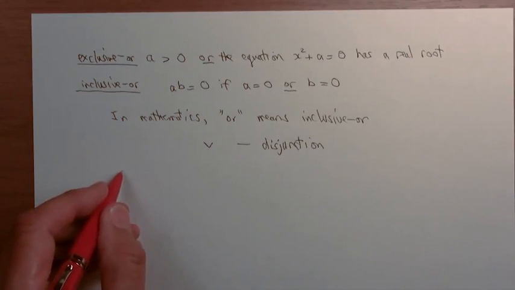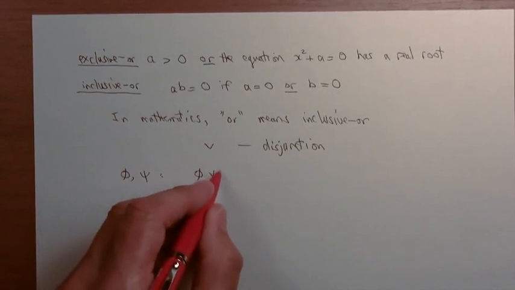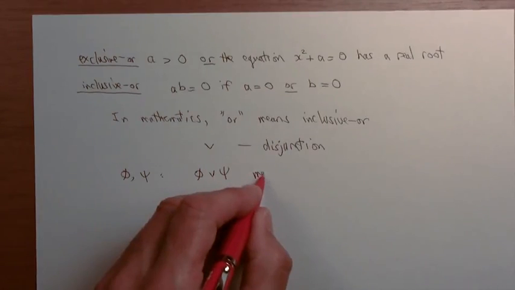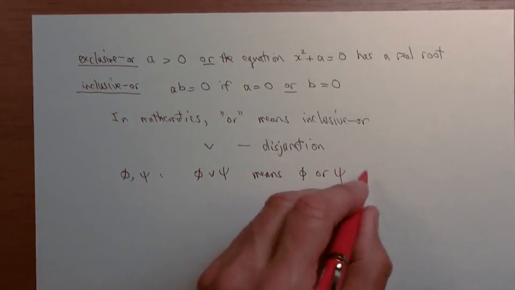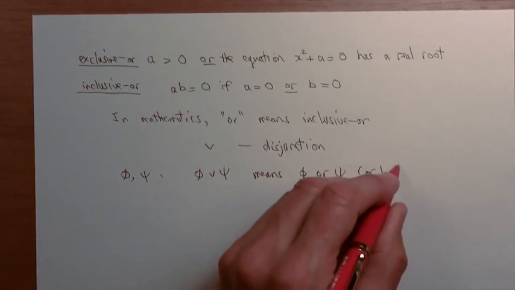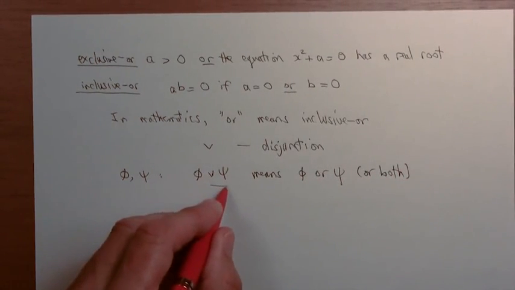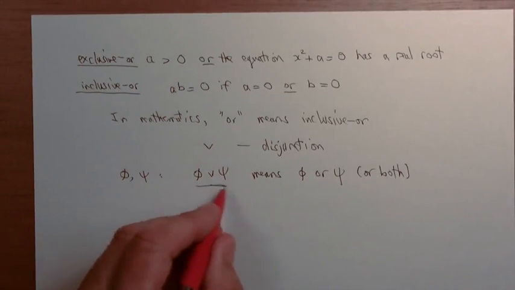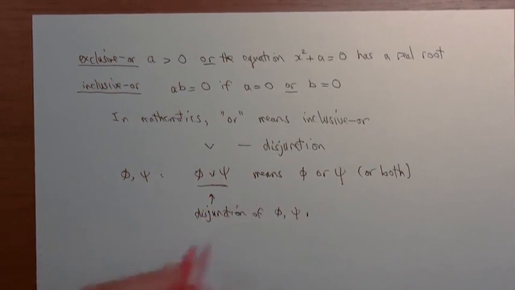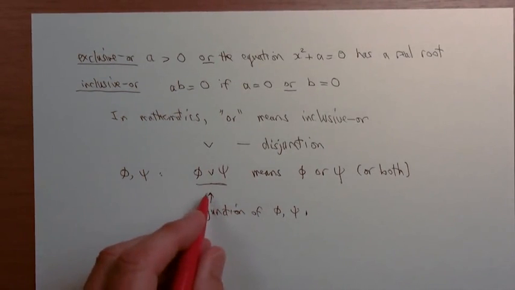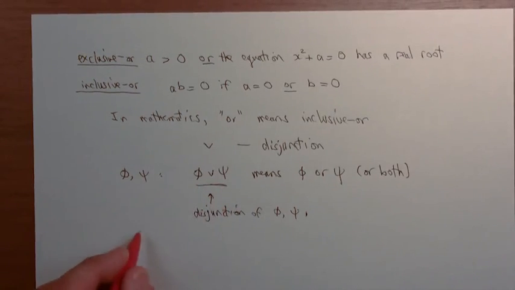So given two sentences phi and psi, phi v psi means phi or psi or both. This sentence phi or psi is called a disjunction of phi and psi. And relative to the disjunction, the constituents phi and psi are called the disjuncts.